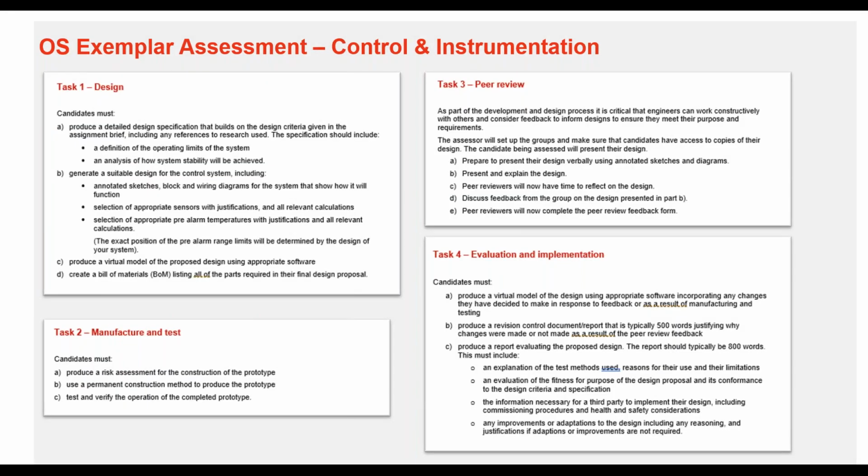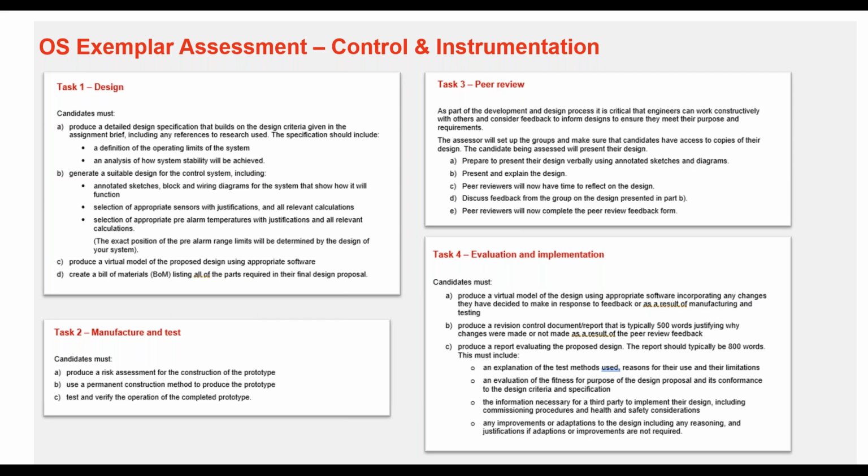So for this example, for the control instrumentation, again, they're going to do a detailed specification regarding the operating limits of the system and how the system stability will be achieved. Some designing for the control system, so selection, appropriate calculations regarding alarm range, alarm temperatures, and annotating some block and wiring diagrams as well. They're going to need to produce a virtual model of the proposed design using appropriate software, and then create a bill of materials as well.